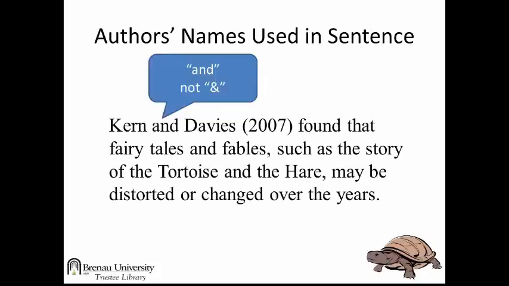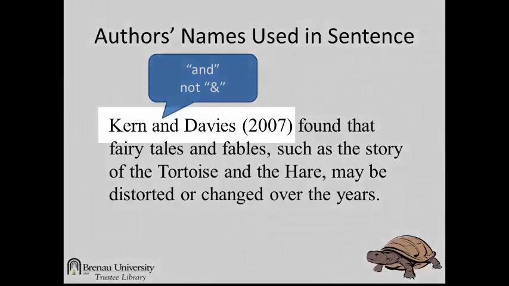APA gives me two options. I can stick with one or the other, or use both in my paper. The first is to use the author's names in the sentence, followed by the date in parentheses. The date always immediately follows the names.